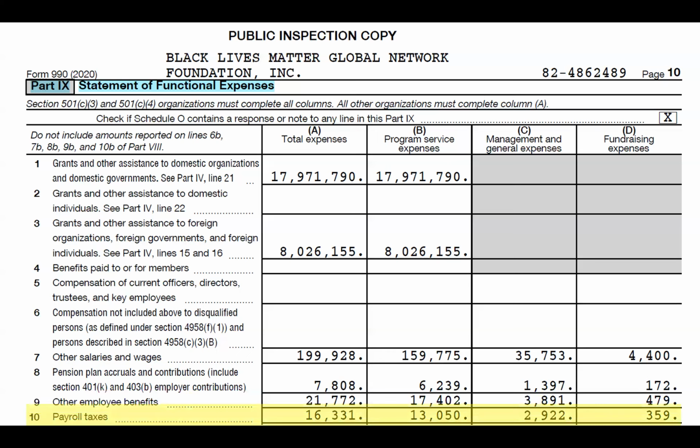Finally, we'll talk about line 10, which is payroll taxes. And according to the instructions, the payroll taxes definition reads as follows. Enter the amount of federal, state, and local payroll taxes for the year, but only those taxes that are imposed on the organization as an employer. This includes the employer's share of Social Security and Medicare taxes, the federal unemployment tax, state unemployment compensation taxes, and other state and local payroll taxes.